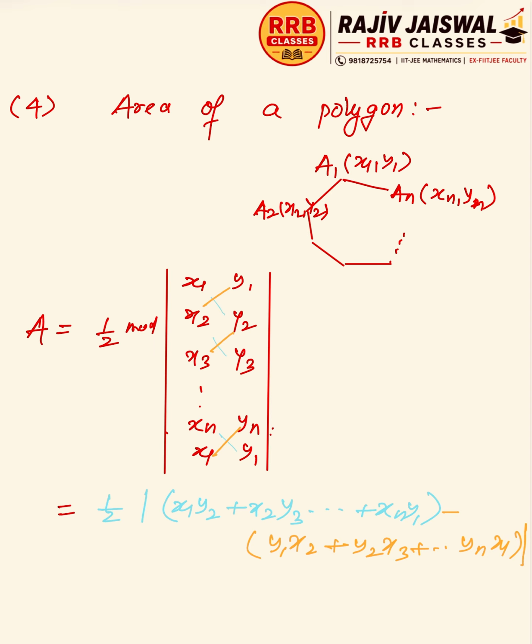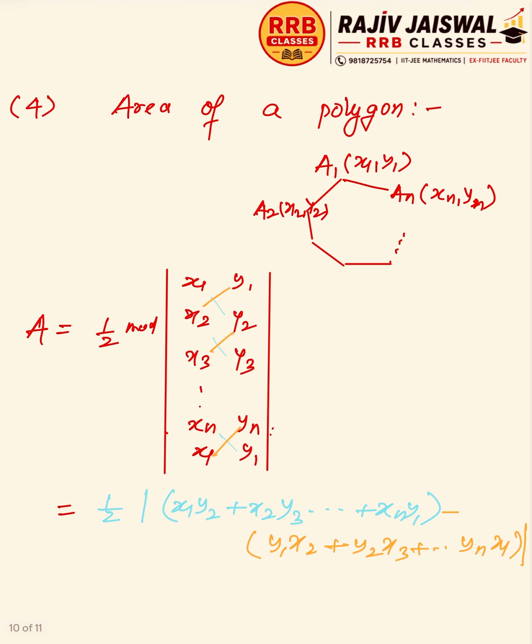So if vertices are given in order, then to find the area of the polygon, we can use this shortcut. Even this is useful in finding the area of a triangle also. Instead of using a determinant, you can use this result also. Now let's move to the fifth point. These are the simple shortcuts. Obviously this will help in saving time while solving the problems.